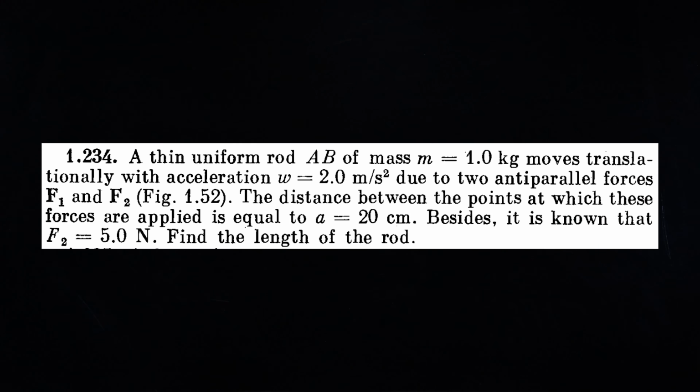Irodov question number 1.234. A thin uniform rod AB of mass m moves translationally with acceleration w due to two anti-parallel forces F1 and F2 as shown in the figure. The distance between the points at which these forces are applied is equal to A. Besides, it is known that F2 is 5 Newton. Find the length of the rod.